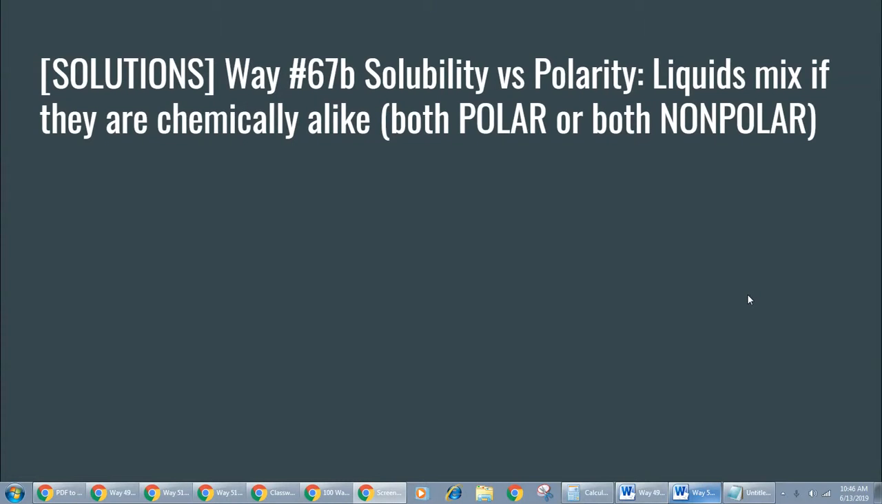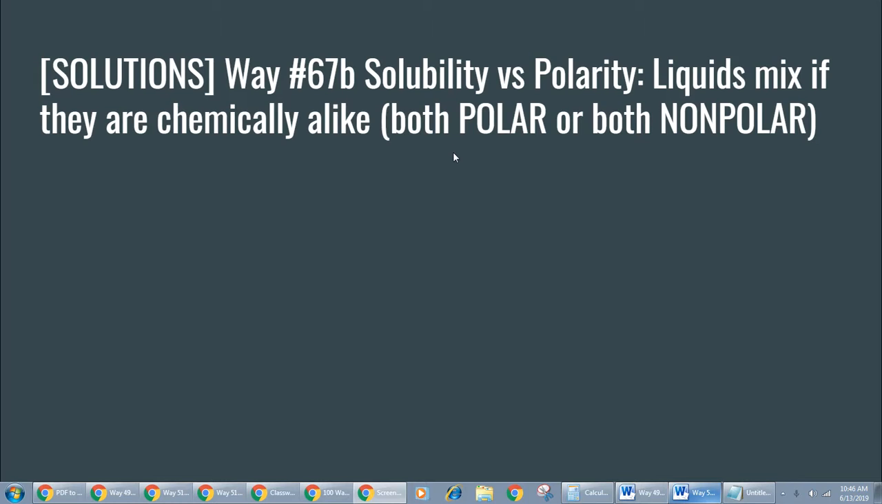Having talked about polarity, it makes sense to talk about solubility. Solubility, if you remember, is the ability of two substances to be able to mix and form a solution. Polarity has to do with an asymmetrical distribution of charge. The reason why we study polarity is because two liquids will mix if they are both chemically alike.